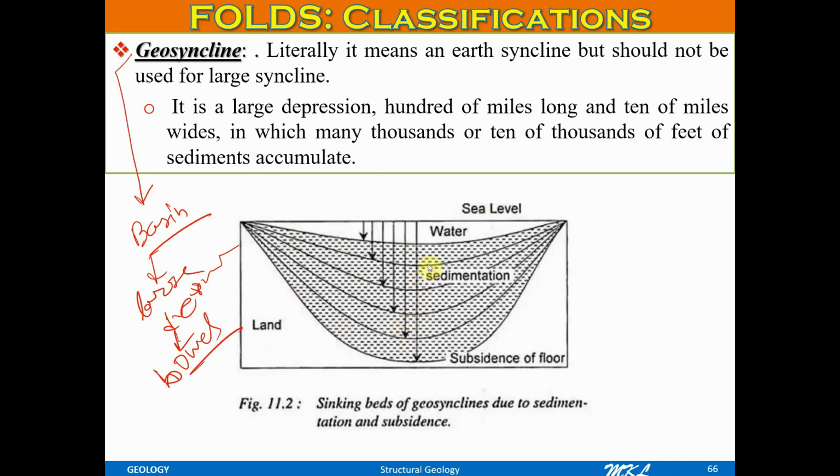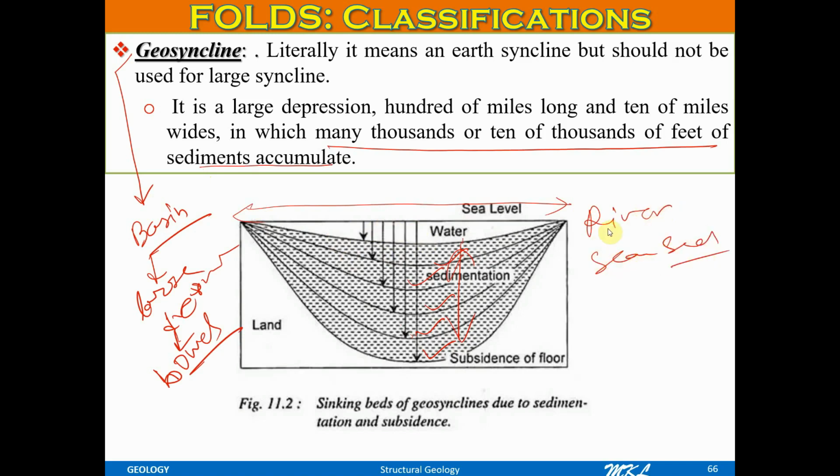This geosyncline structure is generally filled up with sediments. Okay, so sedimentation will happen layer after layer due to the activity of water. Many thousands or tens of thousands of feet of sediments may accumulate. So it could be several thousand feet of accumulation of sediments, and it's a large structure, very wide. Generally you will find it where river works or sea sediment depositions are happening. So this type of structure is called the geosyncline.